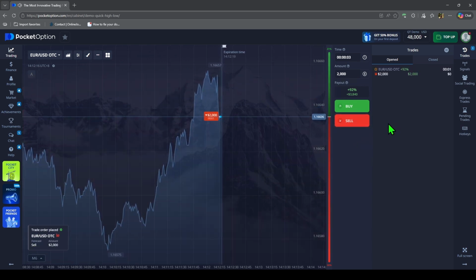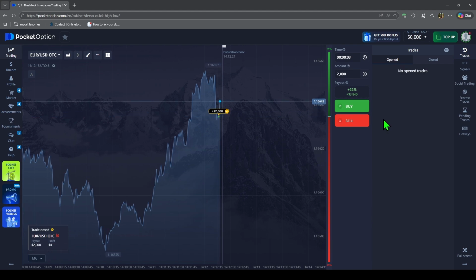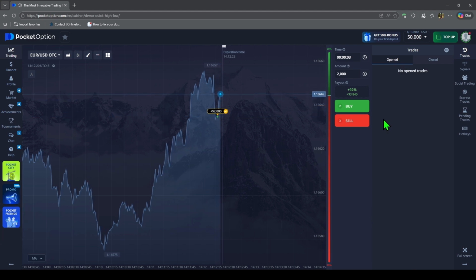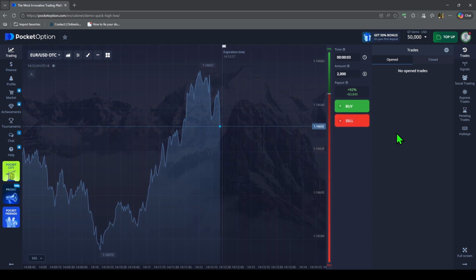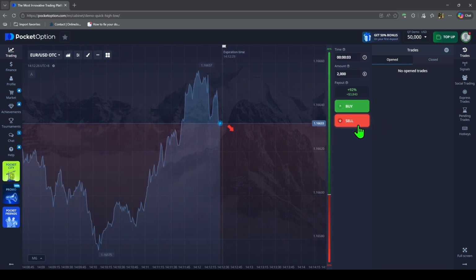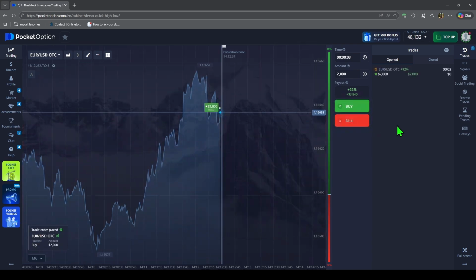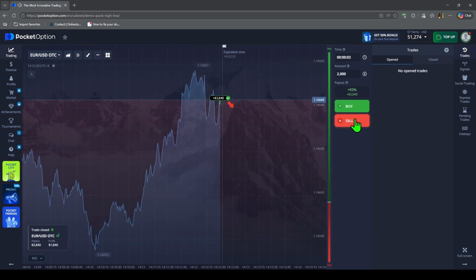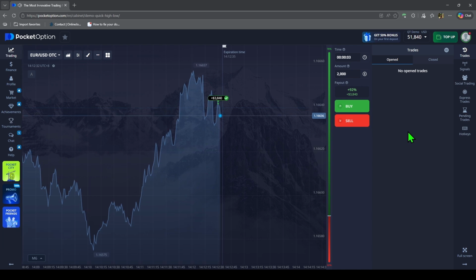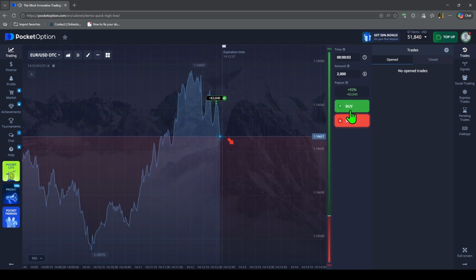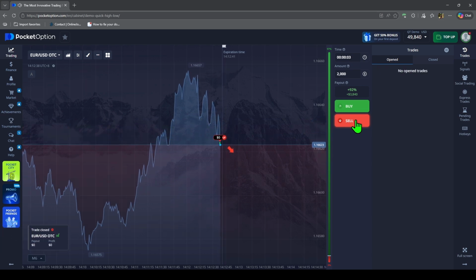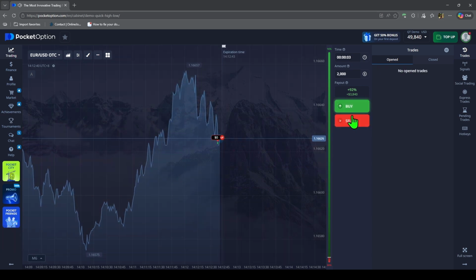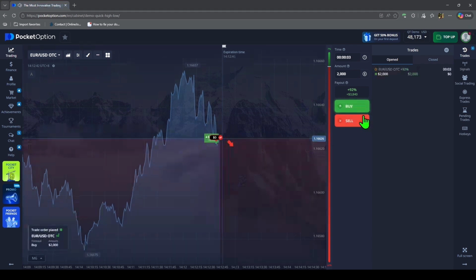Next, choose only one or two assets to follow. Don't jump between too many charts. When you focus on fewer assets, it becomes easier to understand price movement, support and resistance levels, and common patterns. Now check the trend. If the market is moving upward, look for buying opportunities. If the market is moving downward, look for selling opportunities. Avoid trading when the market is moving sideways or changing direction too quickly.